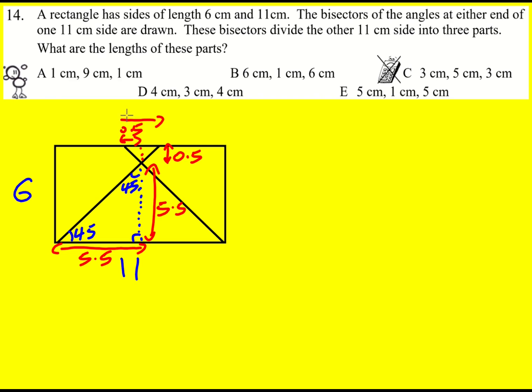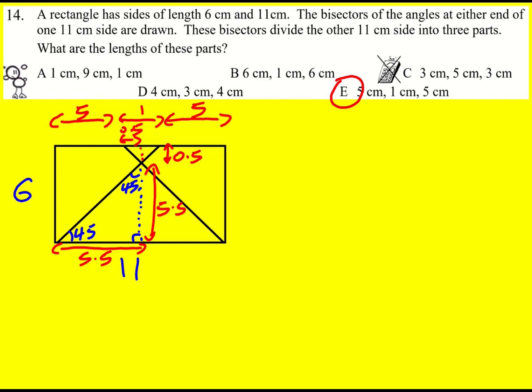And therefore, the whole thing here is going to be 1, which means that either side it's just going to be 11 minus 1, 10, divided by 2. So we're going to get 5, 1, and 5, which is E.